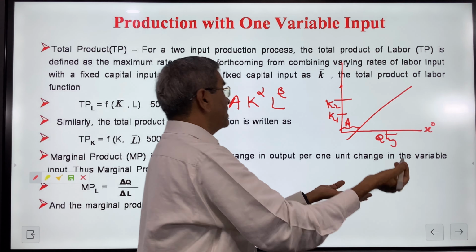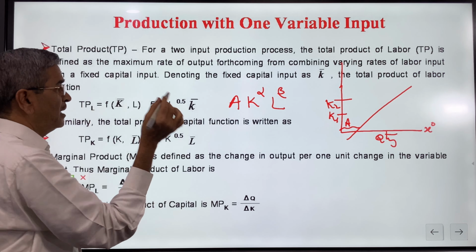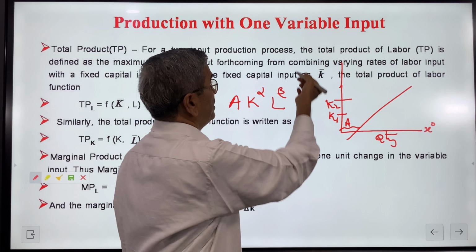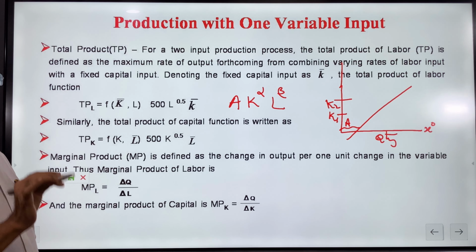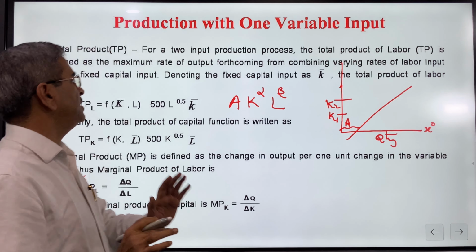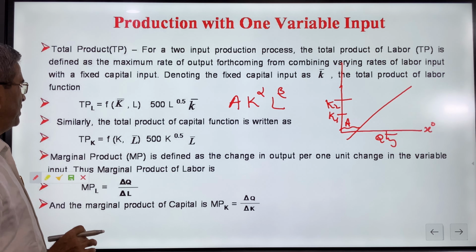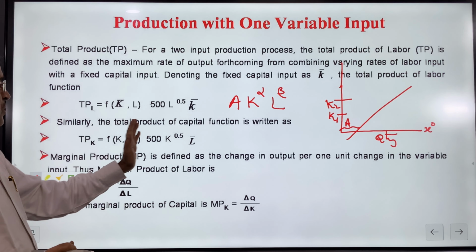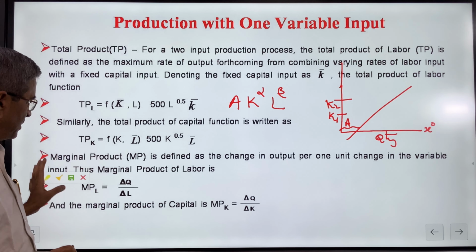At what rate K is increasing, this 0.5, which we have taken, and L is another 0.5 we have taken. However, K must be kept constant, because if you keep one input as constant, the other one is changing, then you find L to the power of 0.5. So similarly, for the total product of capital function, the reverse is the case. L is kept constant and then delta.